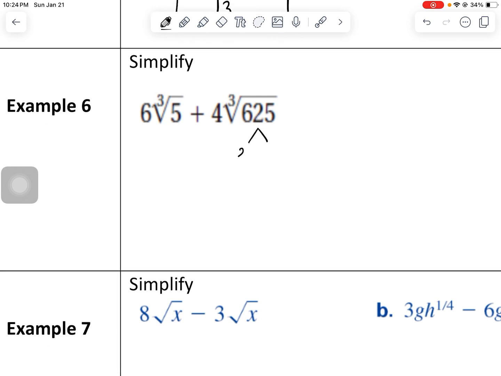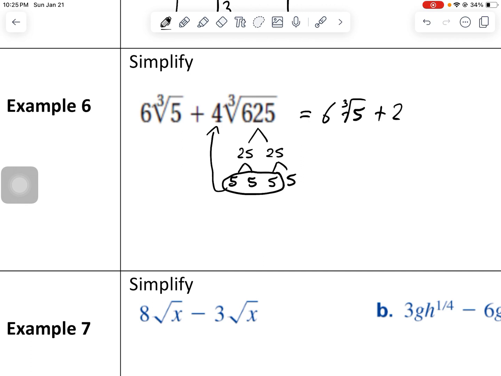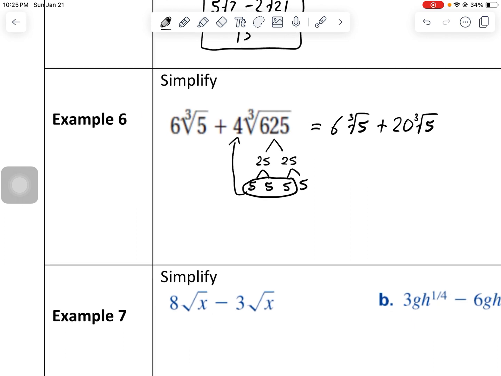So I'm going to break down 625. That's the same as 25 times 25. This breaks into 5 and 5, 5 and 5. So I have a group of 5s that I can pull out. They are going to multiply with this 4 here. So now the new problem is 6 times the cubed root of 5 plus 20, because it's 5 times 4, and I do have a cubed root of 5 inside.